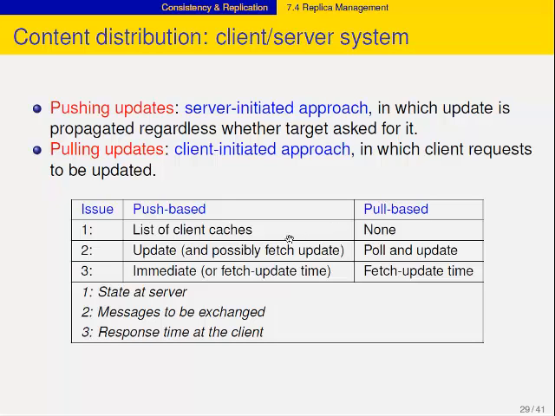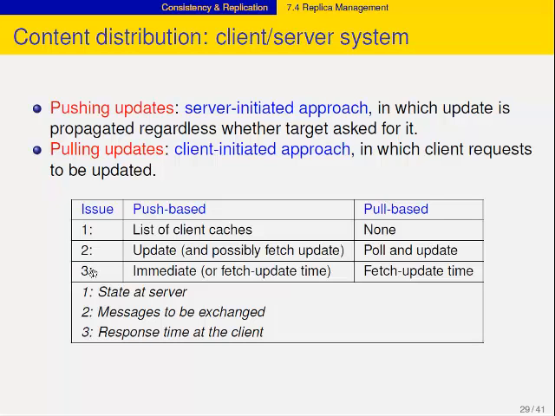If you take a look at the messages to be exchanged, then in the push-based approach, you have to propagate updates and possibly also a fetch update. The fetch update comes from the fact that you only push an invalidation, but then you should expect the update operation to come back to you from that replica server for fetching the actual content. In the pull-based approach, the only thing you can do is pull, and then once in a while you actually fetch the update.